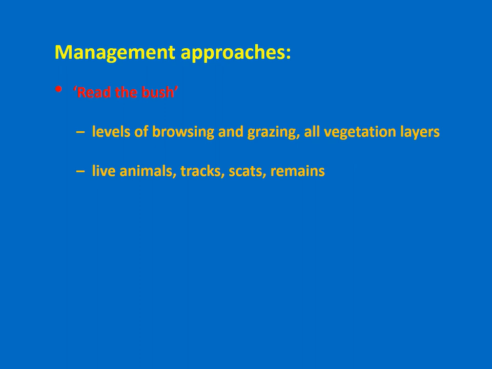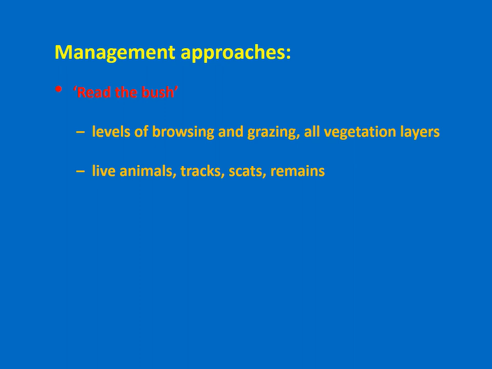and efficient. We can learn to read the bush, which is to observe levels of browsing and grazing in all vegetation layers, and look out for live animals, tracks, scats and remains. I now read the bush everywhere I go. I used to stare at the ground looking at the plant diversity. But I do that still, but I now look at the big picture everywhere. You can tell the levels of browsing and grazing in all vegetation layers almost at a glance. You can work out what's there, what's causing it. It's really quite an interesting way to understand the bush and appreciate the bush in a new way.